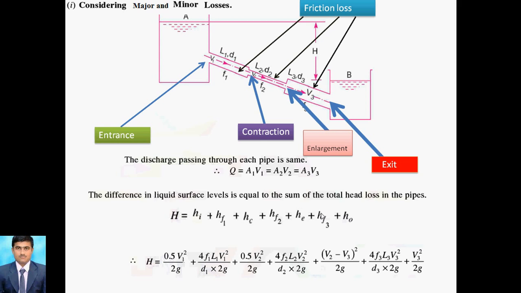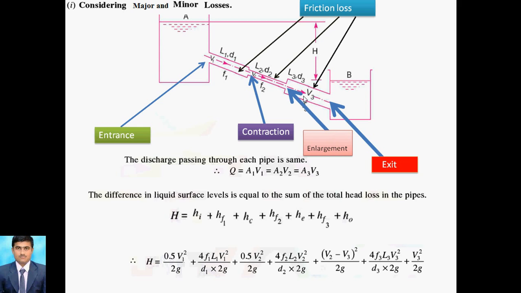Then next, plus HE. HE means expansion. Expansion means smaller diameter into larger diameter. So the smaller diameter has velocity V2, and the larger has V3, so V2 minus V3, bracket square, by 2G. So this is for enlargement: the initial diameter's velocity and the final diameter's velocity. So (V2 minus V3) bracket square by 2G.